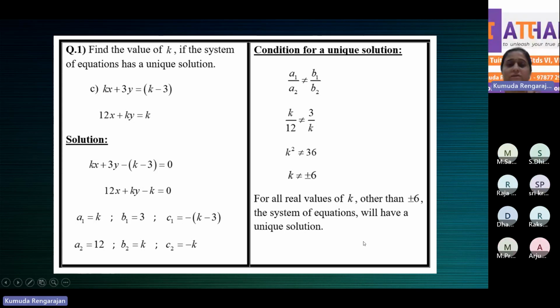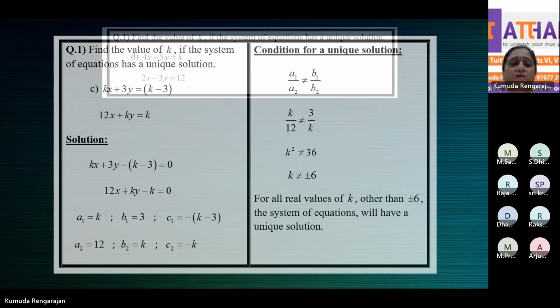Yeah, thank you, children. So here when you substitute and cross multiply, you get k square is not equal to 36. That means k should not be equal to plus 6 or minus 6. Correct? So for all real values of k other than plus or minus 6, the system of equations will have a unique solution. Clear, children?